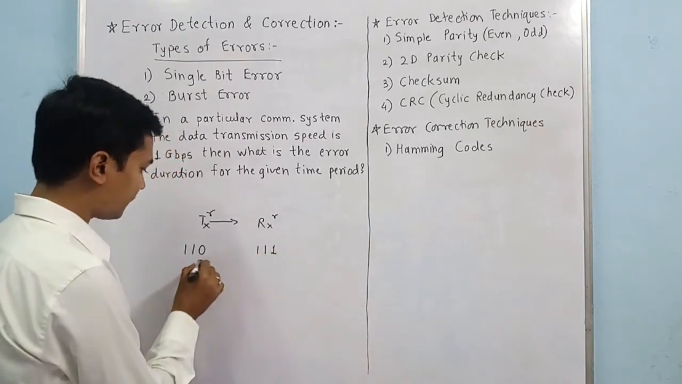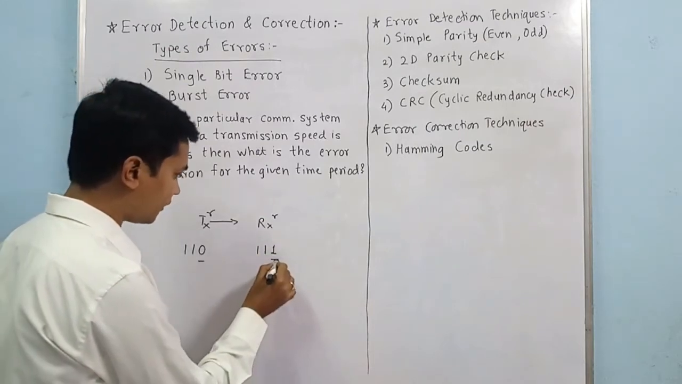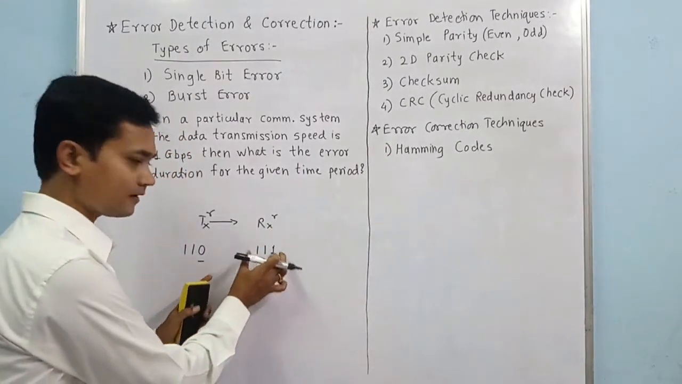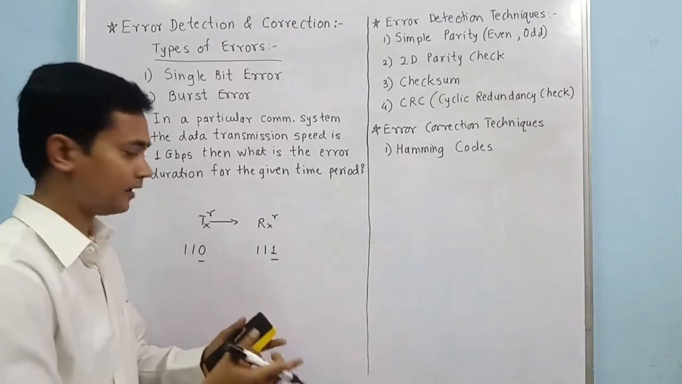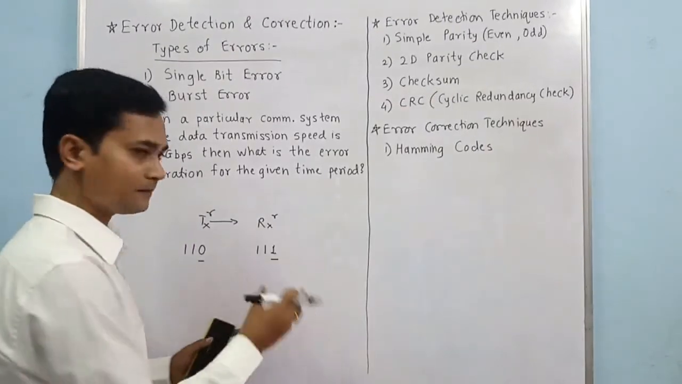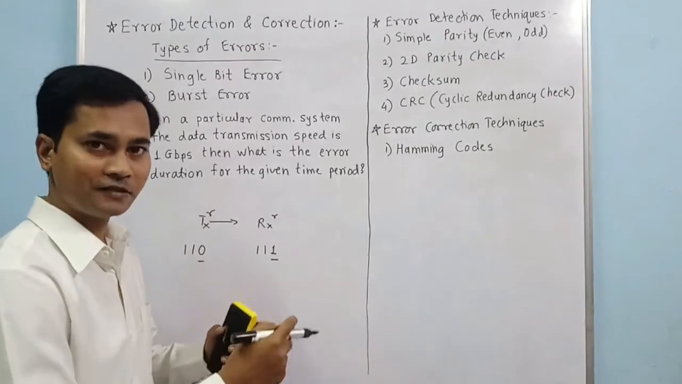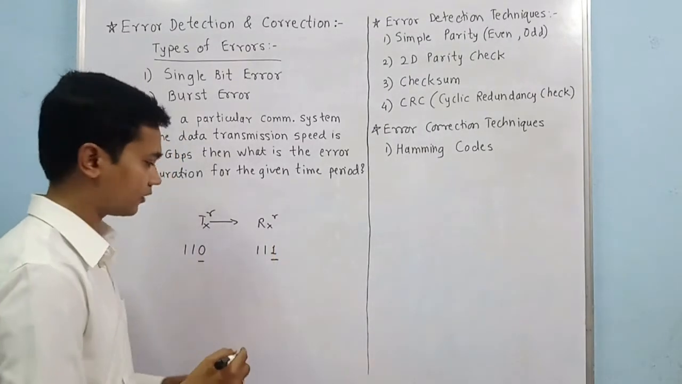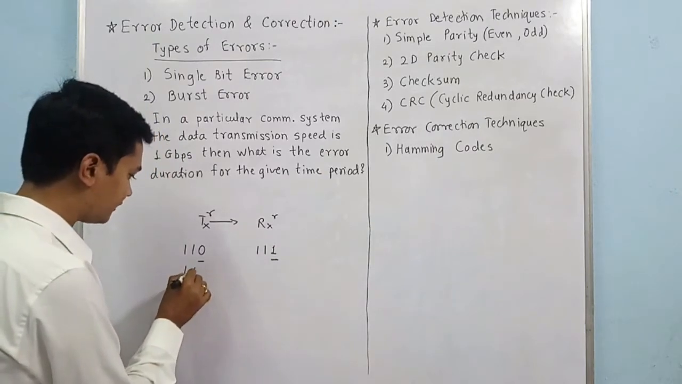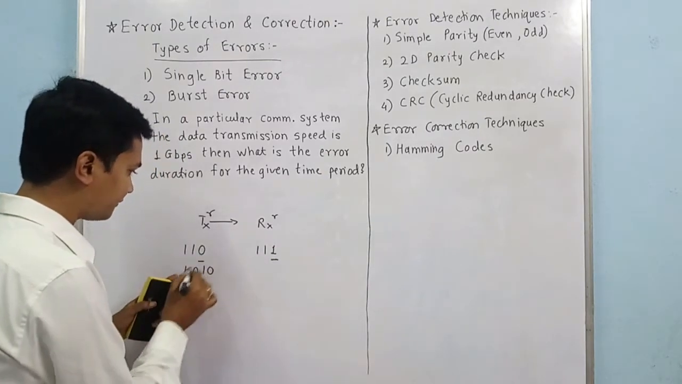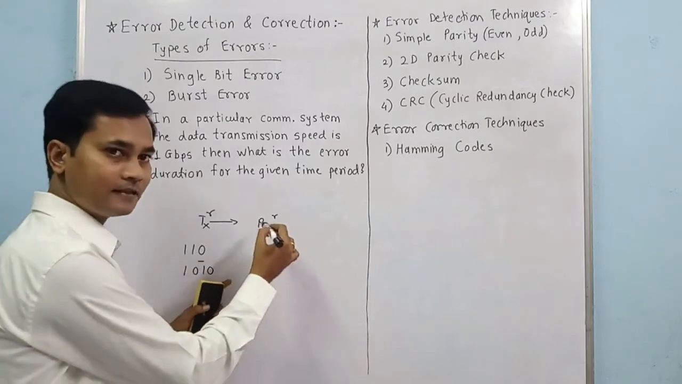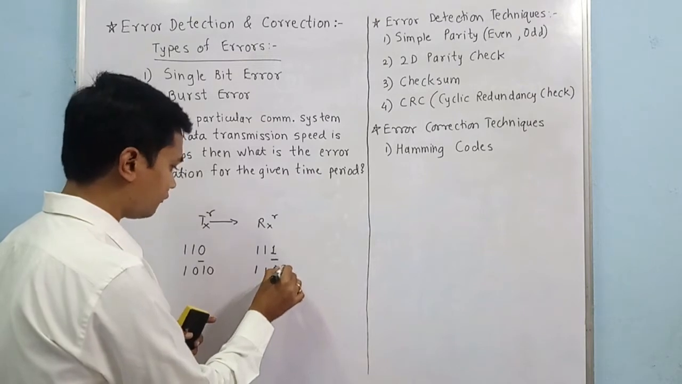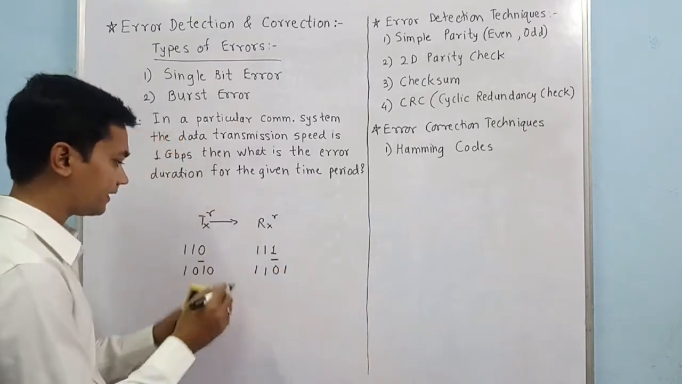Here this 0 has been changed to 1, but the receiver doesn't know whether this data is correct or wrong. That means there should be some algorithm which will detect whether this bit has been changed or not. This data might be like this: suppose the transmitter is sending 1010 and the receiver is receiving 1101.